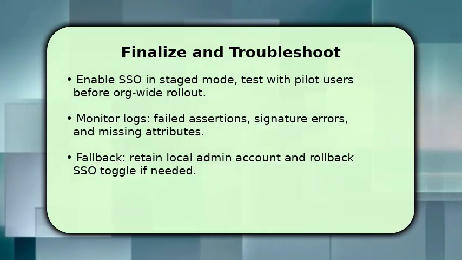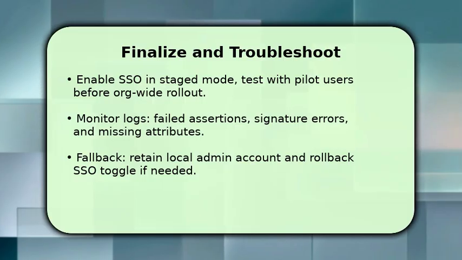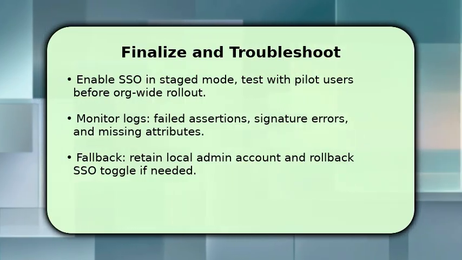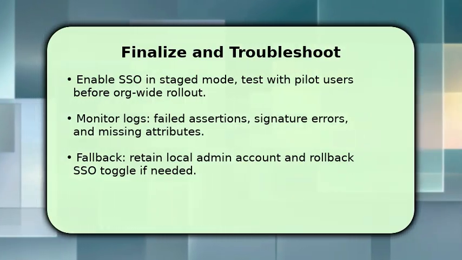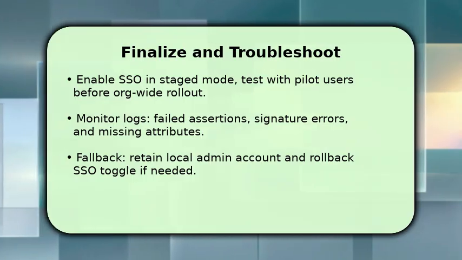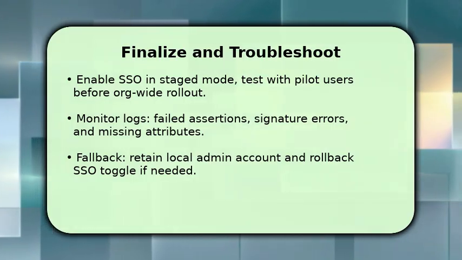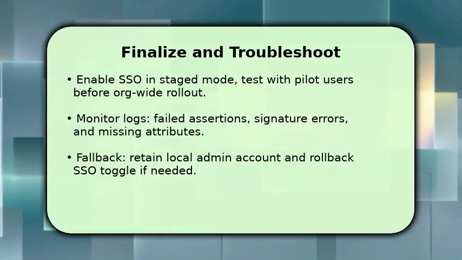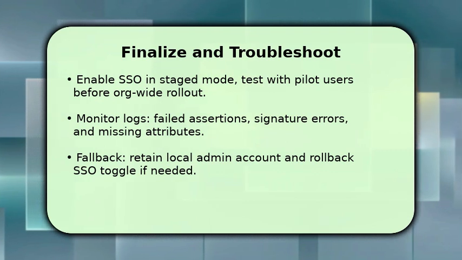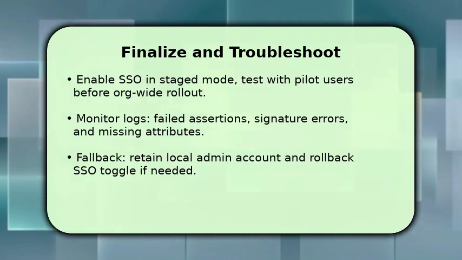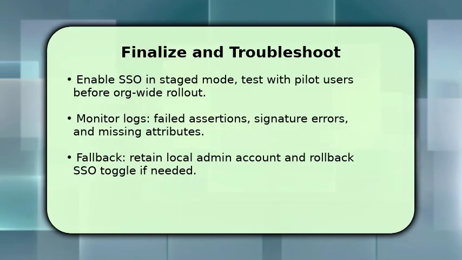Monitor Epona and IDP logs for signature failures, clock skew, or missing attributes. These are the usual culprits. If something breaks, disable SSO or flip the rollback toggle, then use the retained local admin account to fix mappings or keys. One key troubleshooting tip: check time synchronization between servers.